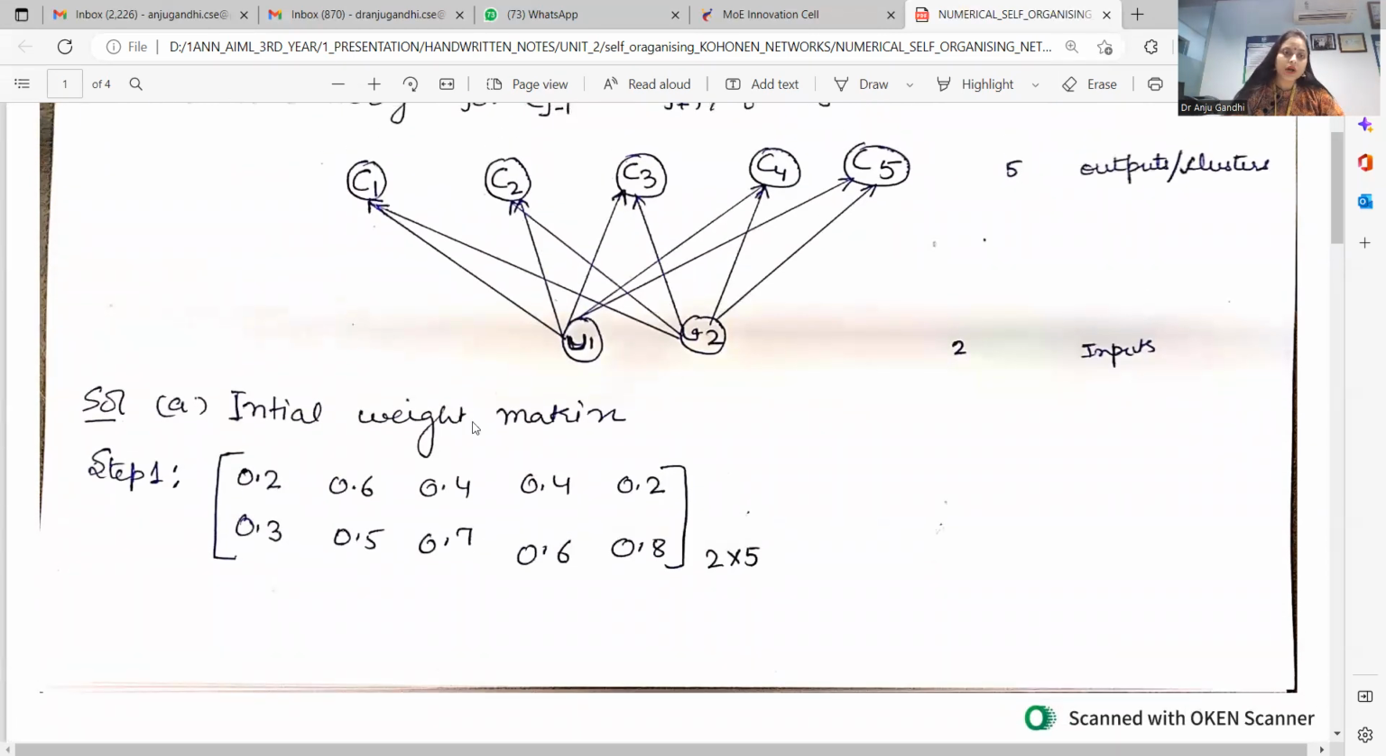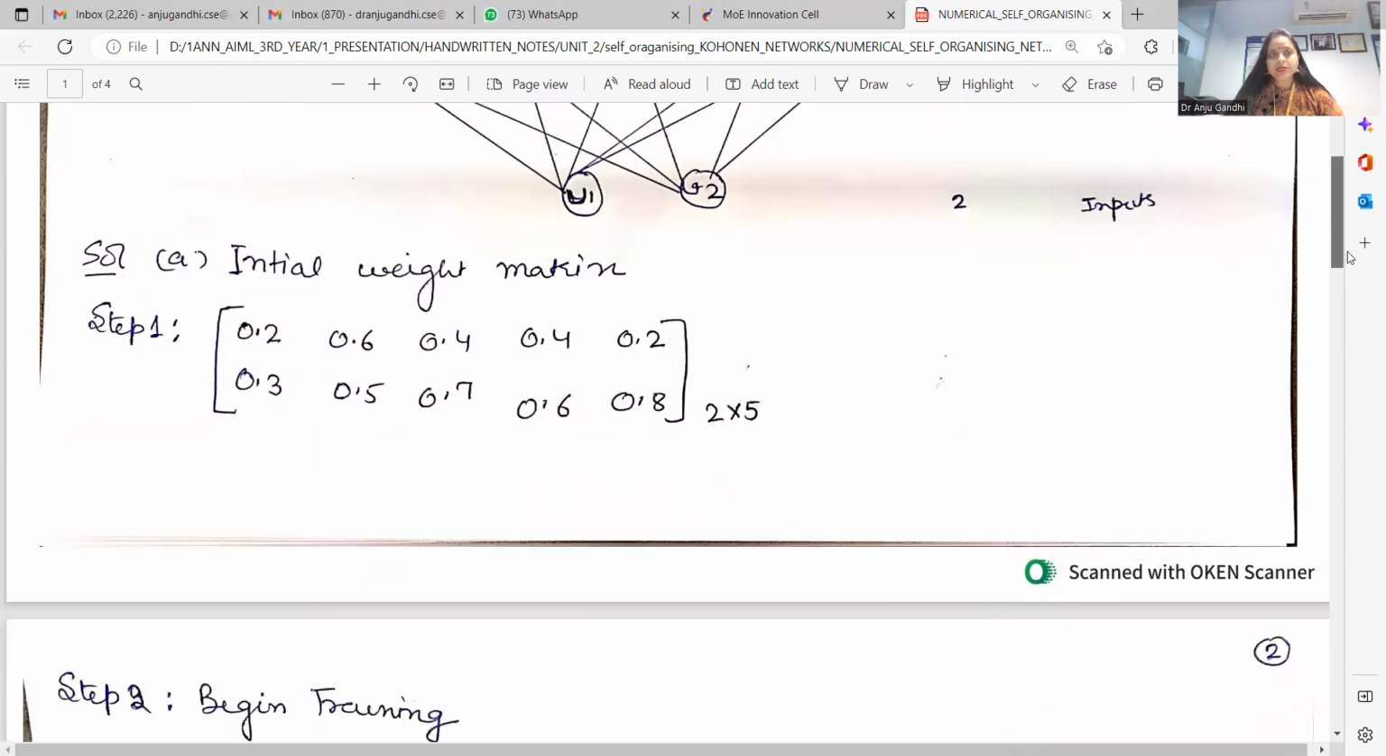So the initial weight matrix which is given to us is this, right? 0.2, 0.3, 0.6, and this, right? So this is for the input U1. This one is for unit input U1 with respect to all these 5 clusters, and this is for the input U2 for all these 5 outputs, for all these 5 clusters, right? So this we have with us.